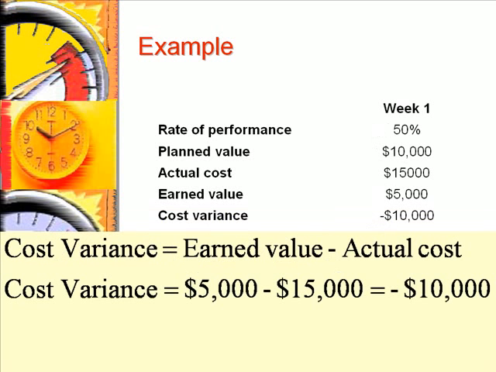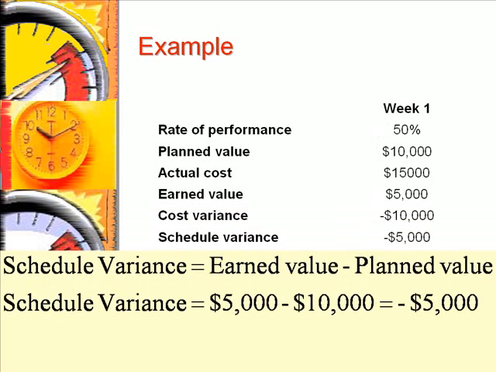The cost variance is calculated as the earned value minus the actual cost. In this case, it is minus $10,000. The scheduled variance is calculated as the difference of earned and planned value. In this case, the scheduled variance is minus $5,000.